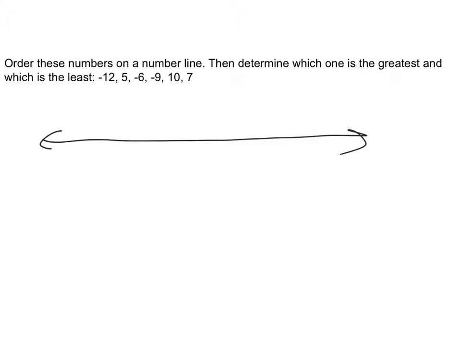Okay, so we're going to order these numbers on the number line, and then we're going to figure out which one's the greatest and which one's the least. And again, the greatest is the one that's farthest to the right. The least is the one that's farthest to the left.